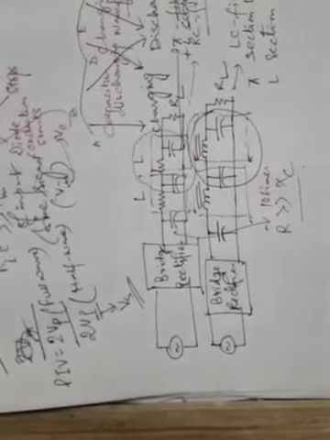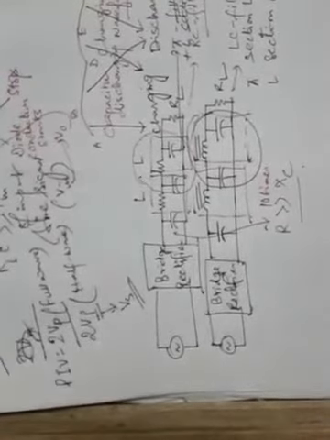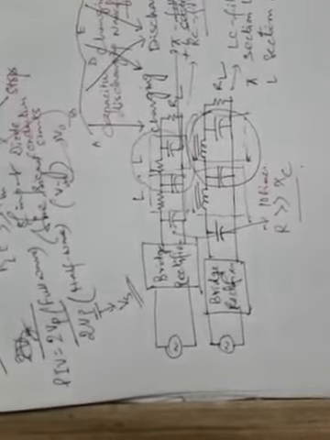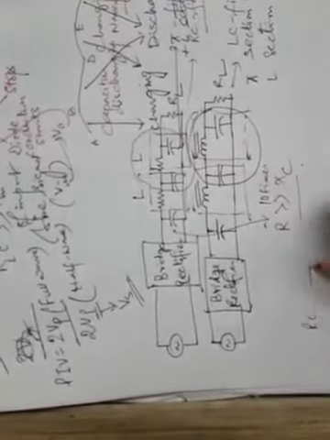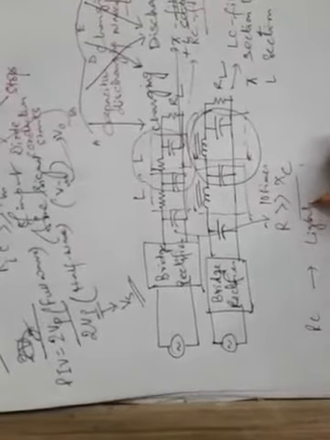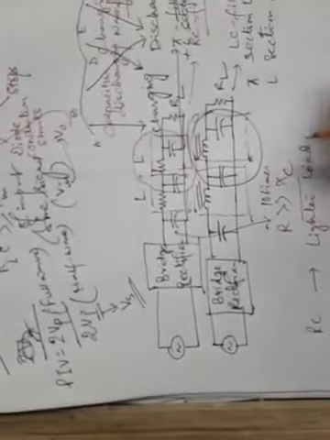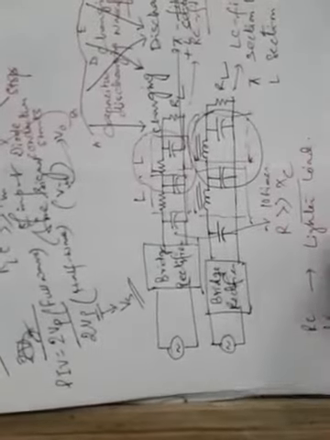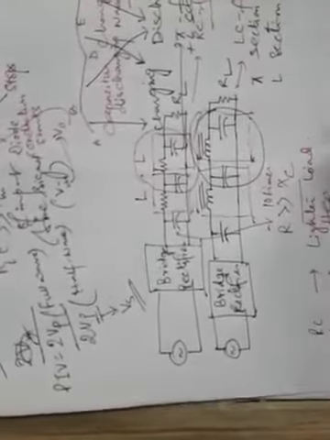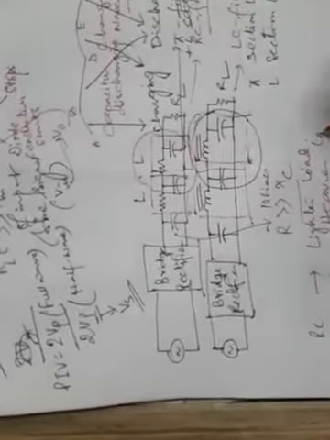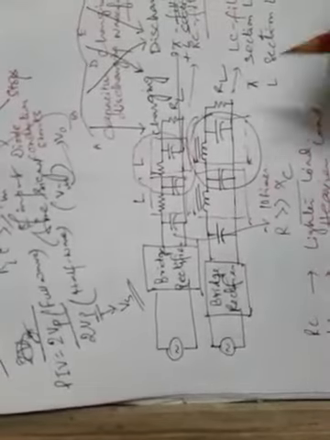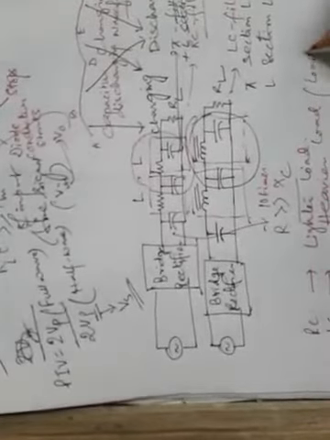The LC filtering scheme is just the opposite when the load current is large. That means the RC filtering scheme is used for lighter loads and the LC filtering scheme is used for heavier loads. That means when load current is larger.